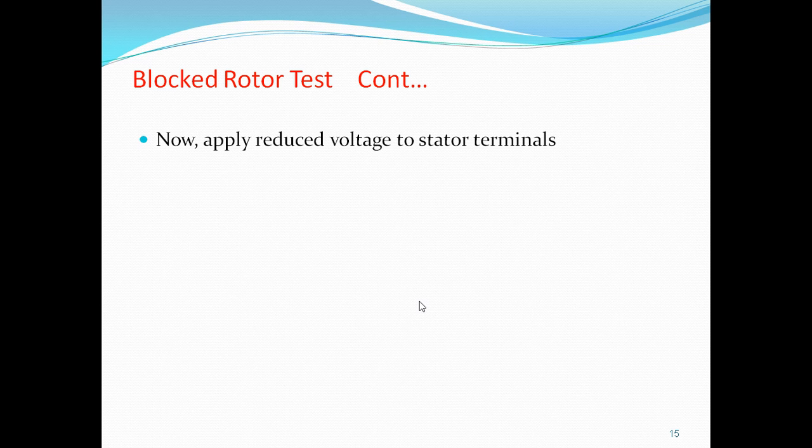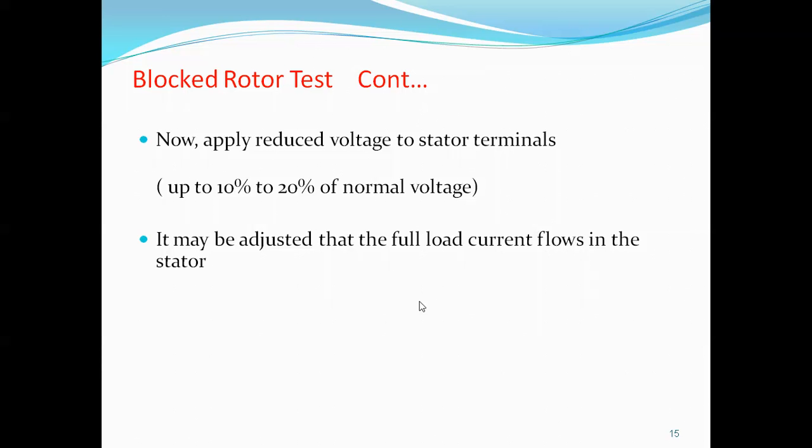So next we apply a reduced voltage to the stator terminals, that is up to 10 to 20% of the voltage only. For this voltage only, it will flow full load current in the stator, which we see by the ammeter reading. The ammeter shows full load current at 10 to 20% of the normal voltage only.